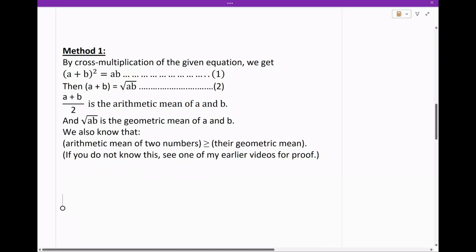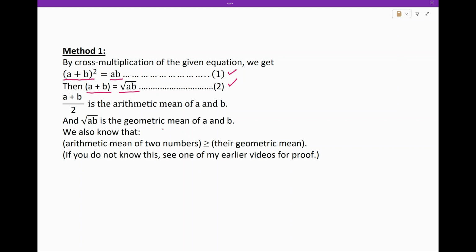Method 1. By cross multiplication of the given equation, we get (a plus b) whole squared is equal to ab. Let us call it equation 1. Then, taking the square root of both sides, a plus b is equal to square root of ab. Let us call it equation 2.